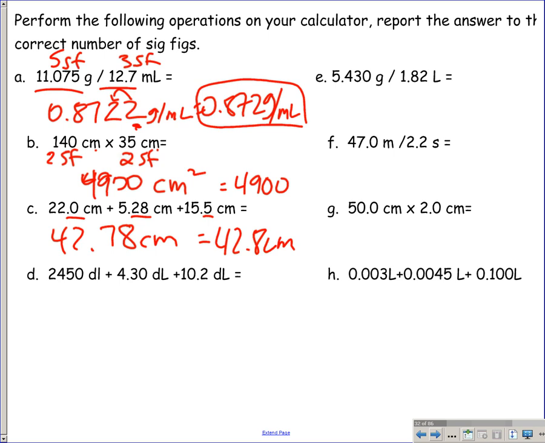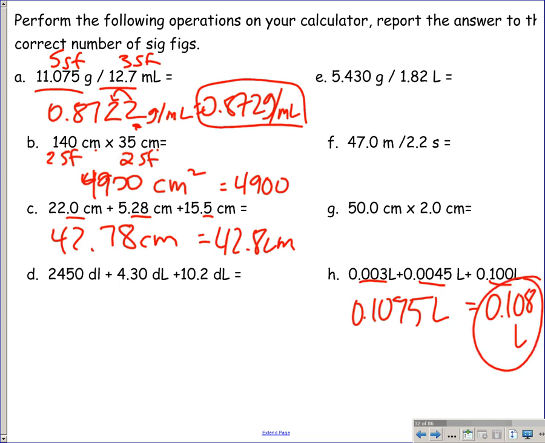Let's do one more just for kicks and giggles. Let's do this one. This is H. This is also an addition problem. How many decimals here? Three. Four. Three. Weakest link? Three. So whatever this number is, which is 0.1075 liters, rounded would be what? 0.108 liters. Right, so key here, multiplying and dividing, you count sig figs, find the weakest link. Addition and subtraction, you count decimals and not the weakest links.